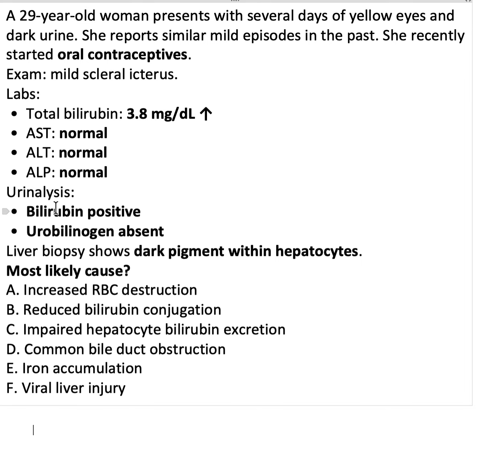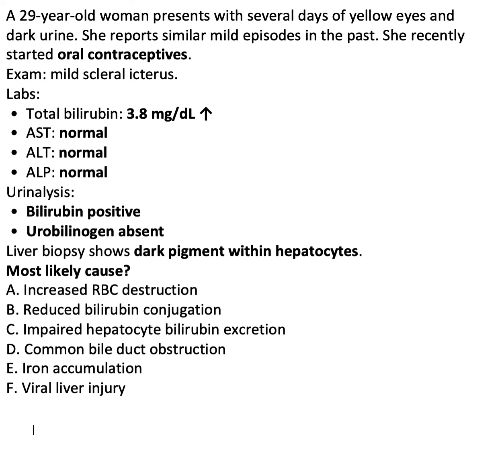But the urinalysis shows bilirubin is positive and the urobilinogen is absent. That's actually a very important detail. Let's see what the question asks. And the liver biopsy shows dark pigment within hepatocytes. Okay, what is step number 1 here?